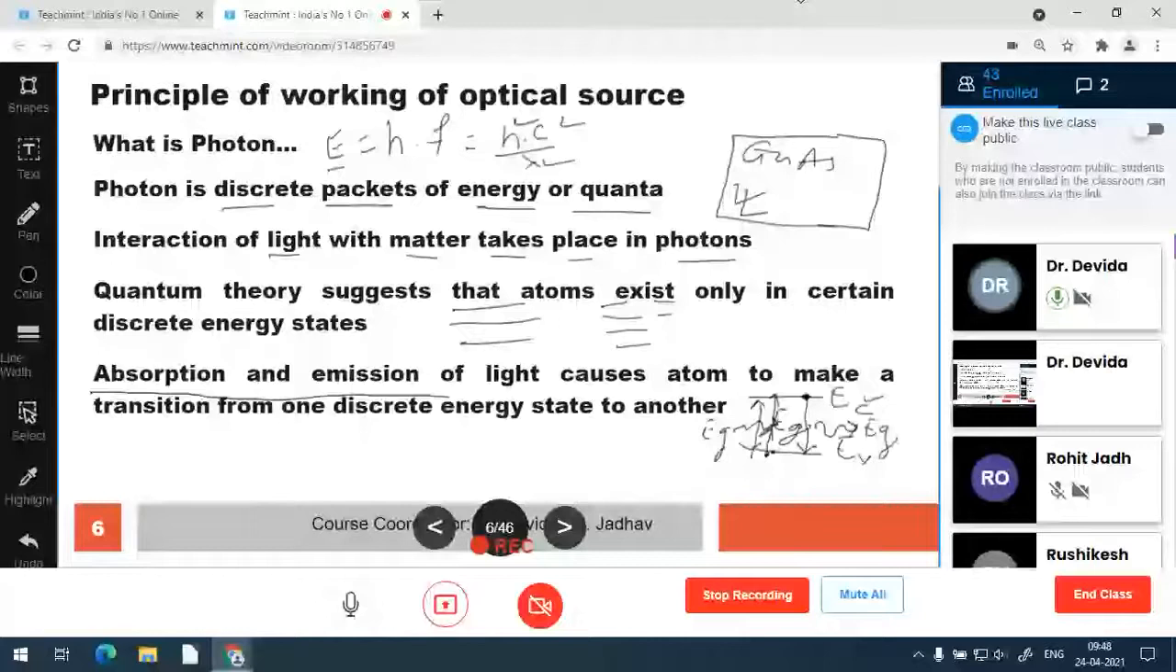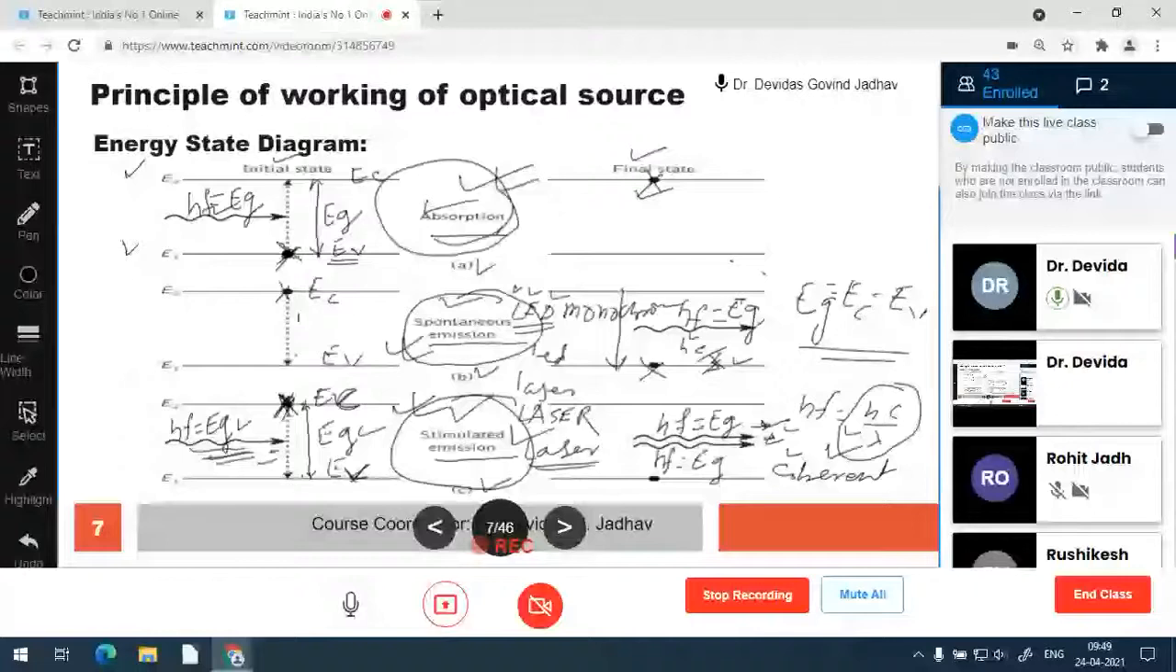Absorption and emission of light cause the atom to make transitions between discrete energy states. That we also know. Whenever a charged particle in the conduction state jumps from conduction to valence state, it has to emit light, and whenever a charged particle in the valence state absorbs light energy, it goes into the conduction state. This energy is the band gap energy, and in optical devices it is in the photon form. So we can use the energy state diagram to understand the working principle of sources as well as detectors.